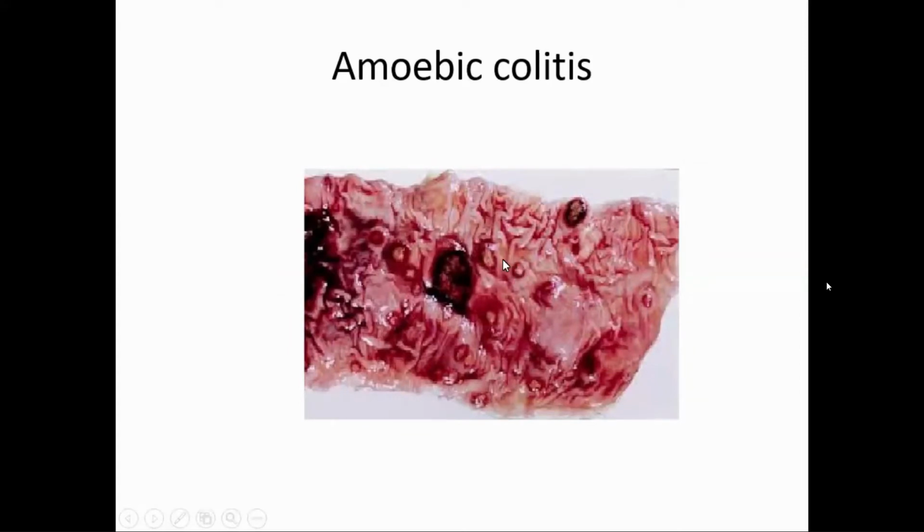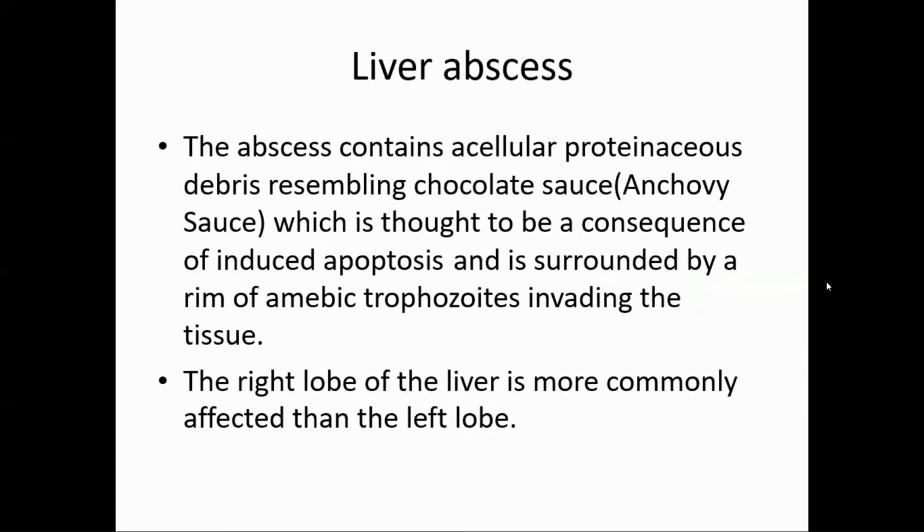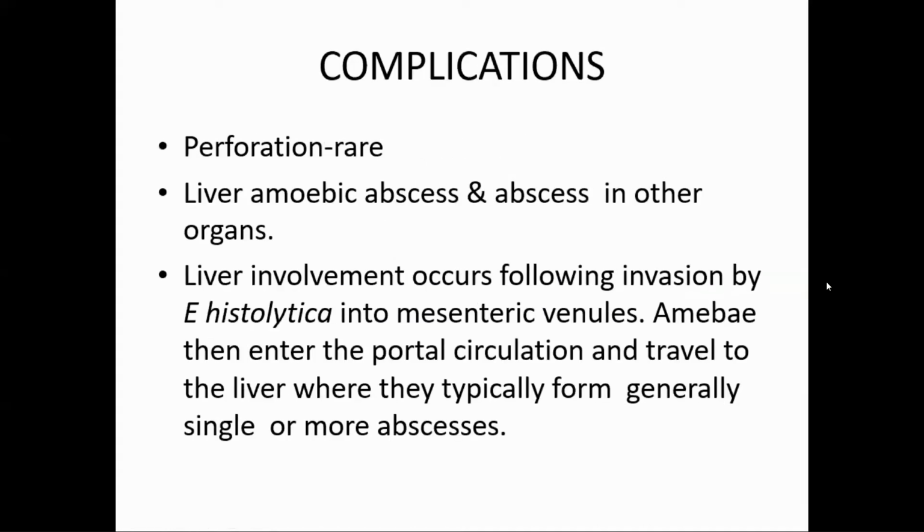See, you can see these discrete ulcers, and in between, the mucosa is normal. So this is amoebic colitis, and complications are perforation, which is rare. It is not as common as in the typhoid ulcer or intestinal ulcer. The most important complication is formation of abscess in the liver, lung, brain, spleen or any other organ, kidney. The amoebic abscess can be formed anywhere, and the most common site is the liver.